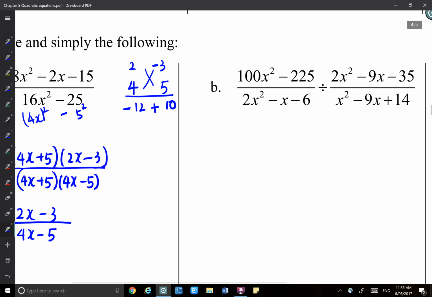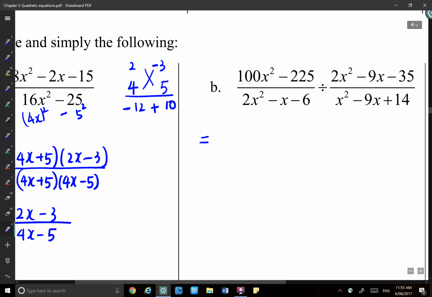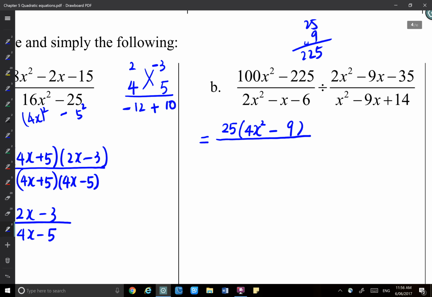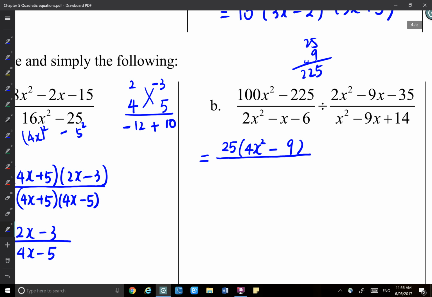Okay, for B. For the first top one, I can take a common factor of 25 and have 4x squared minus 9, since 25 times 9 is 225. And for the bottom, it's 15 squared. You can go 10x squared minus 15 squared, but if you have common factors, it's better to take a common factor because that's the simplest form. Nothing wrong if you do it that way.